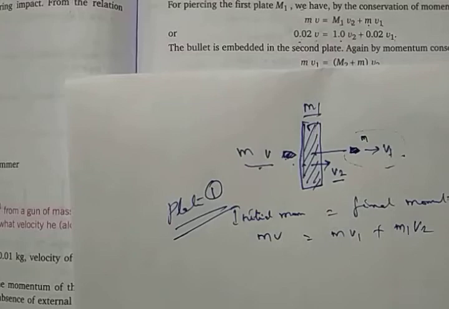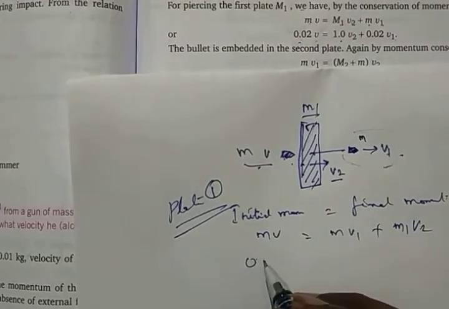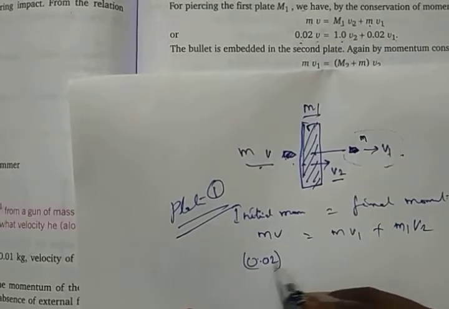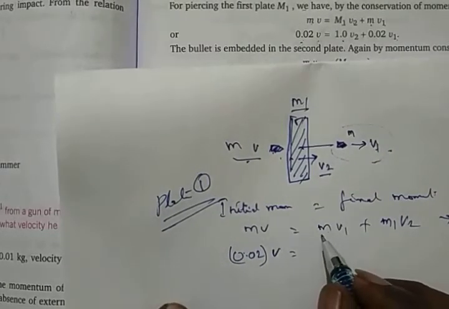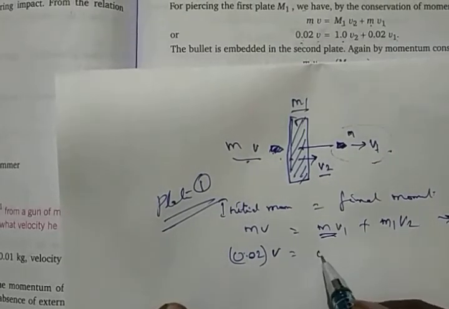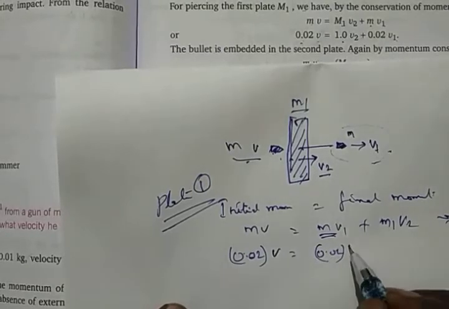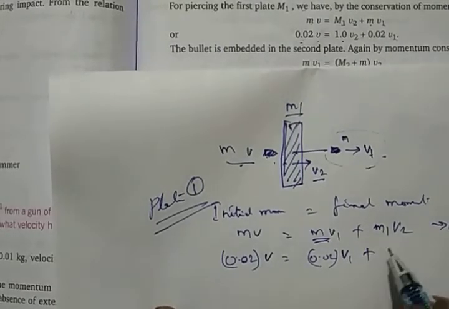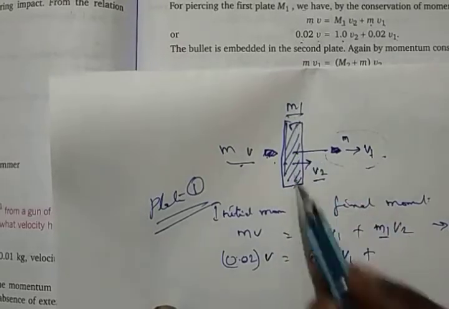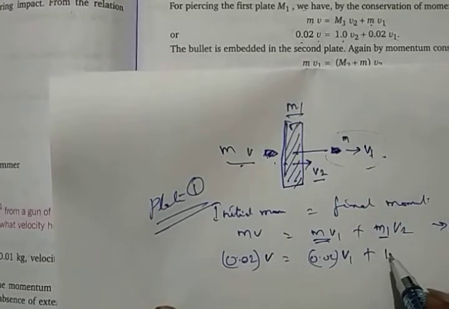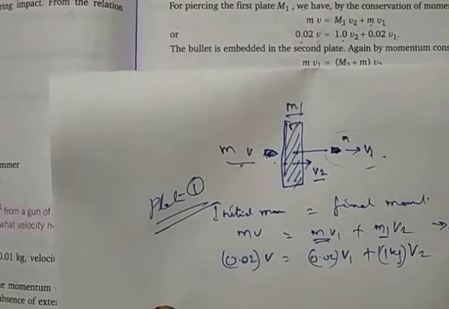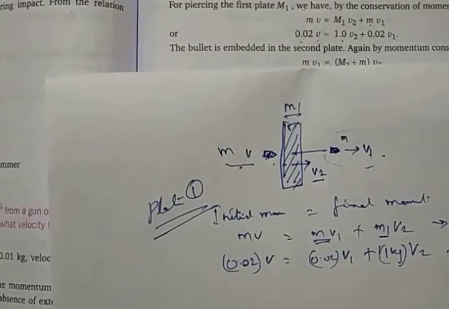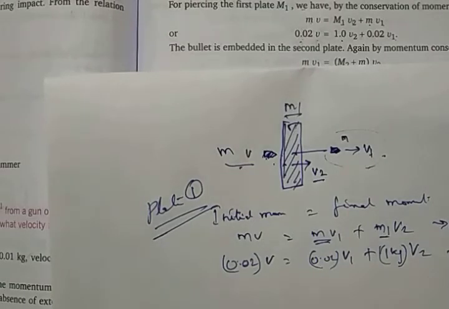What is the initial momentum? This is going to be equal to 0.02 into v. It is going to be equal to, what is the mass of the bullet? 0.02 into v1 plus, what is the mass of the plate? This is the mass of the plate. It is going to be 1 kg into v2. We don't know this. This is the one which is there. Right? Now, equation 2.